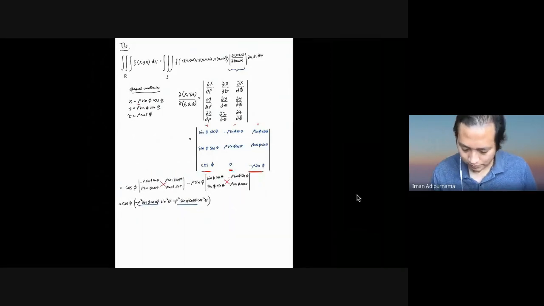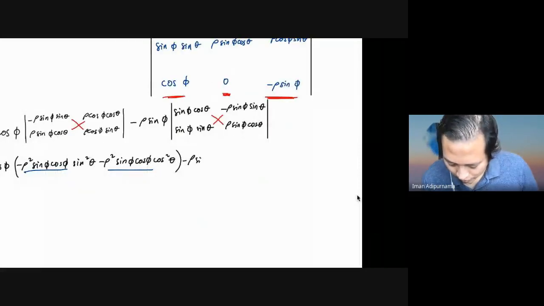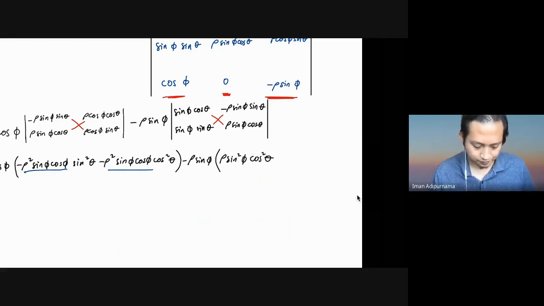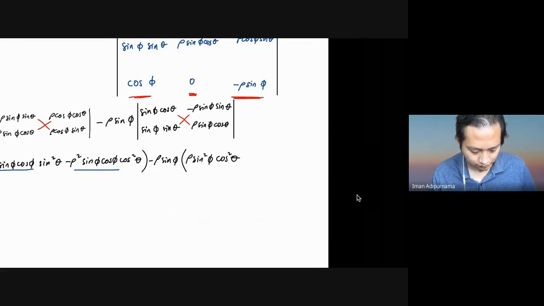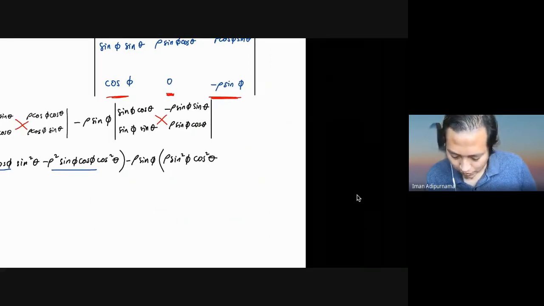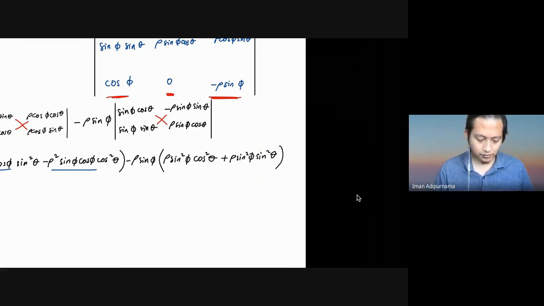And then negative rho sine psi rho sine squared psi cos squared theta. And then minus minus, so it's plus rho sine squared psi sine squared theta. And you notice that it has the same element.